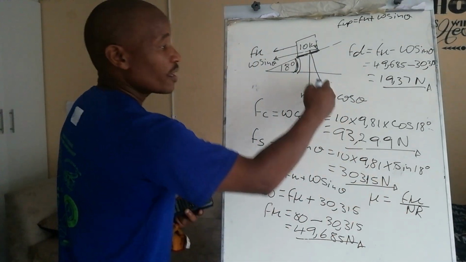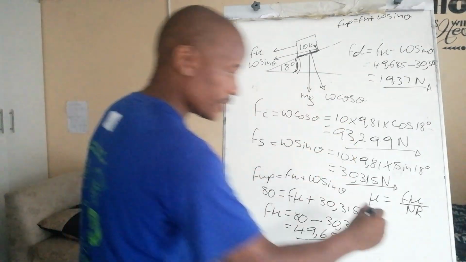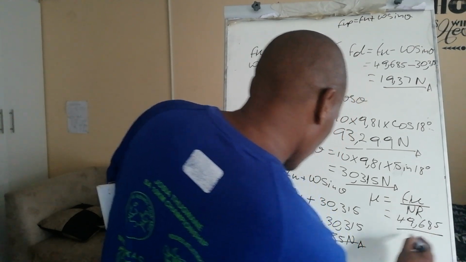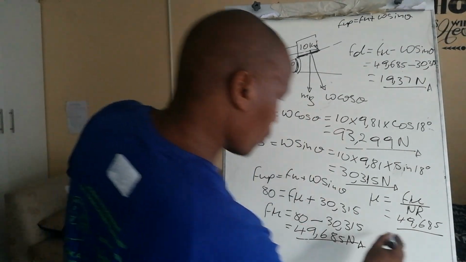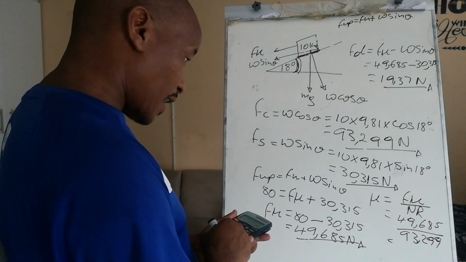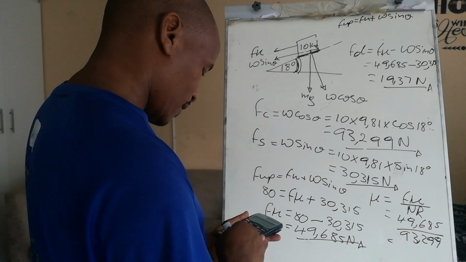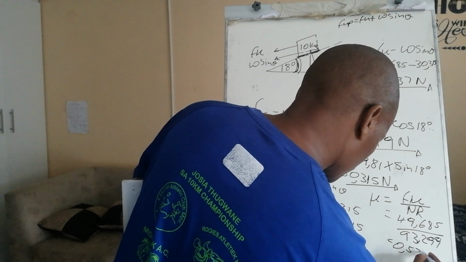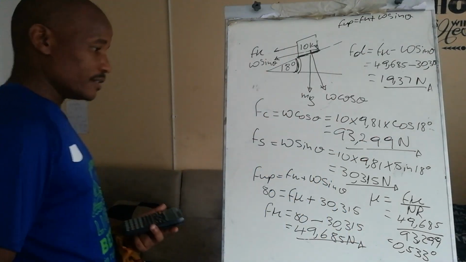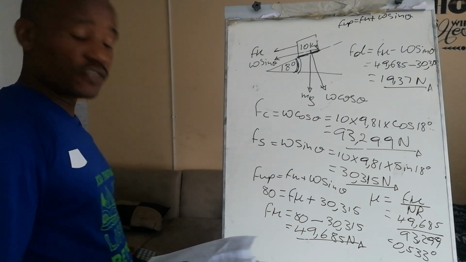But the normal reaction is equal but opposite to the weight component perpendicular to the plane, and is equal to 49.685 over the normal weight component, which is 93.299. So 49.685 divided by 93.299 is equal to 0.533. Yes, that is what they want, the coefficient of friction.